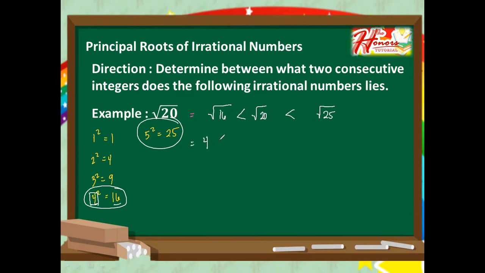And then copy the sign or the symbol here. And then copy square root of 20. And then have the sign again. And then square root of 25, just get the base, that is 5. So we can say that square root of 20 is greater than 4 but is less than 5. So therefore, your final answer will be this.